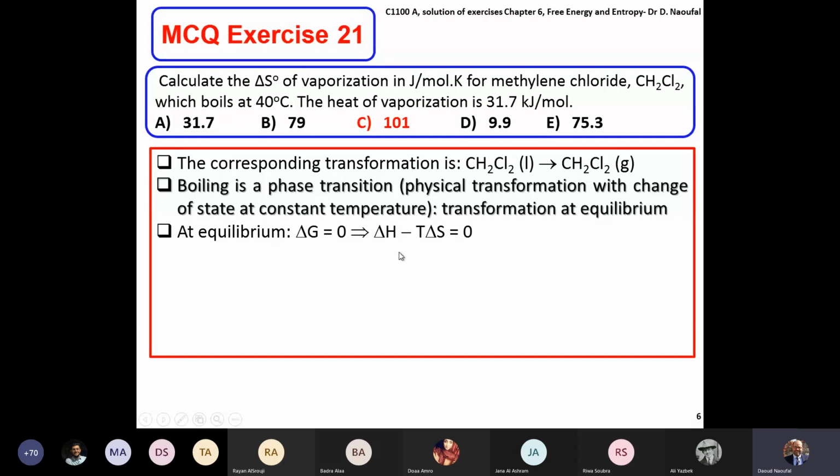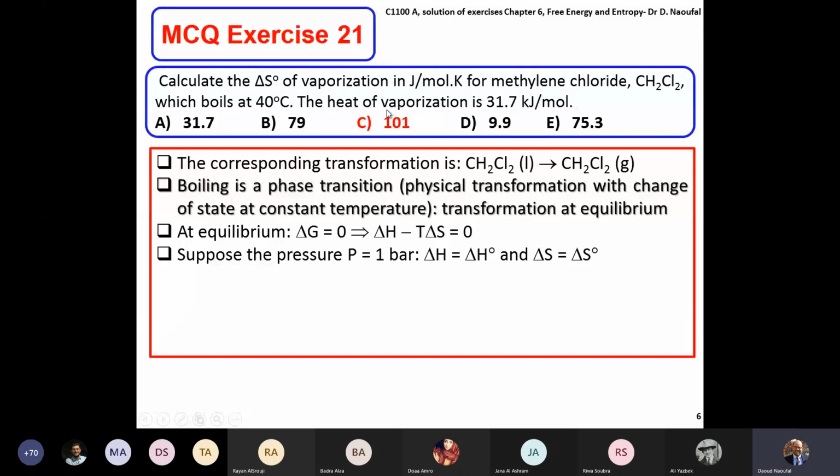And we know that delta G equals delta H minus T delta S. Pay attention, when we write delta G, we write delta H and delta S. Since in the formula delta G equals delta H minus T delta S, the 3 thermodynamic data, delta G, delta H, and delta S, should be written at the same conditions of pressure and temperature. So delta G equals 0, delta H minus T delta S equals 0.